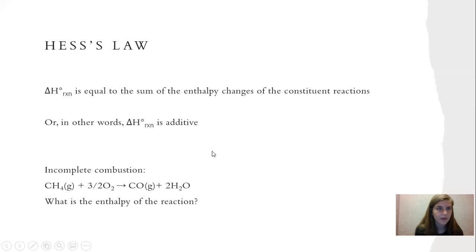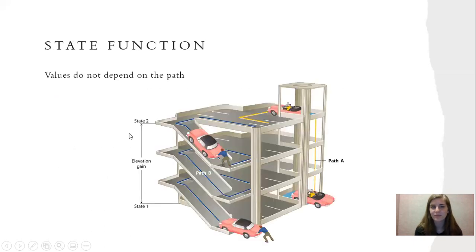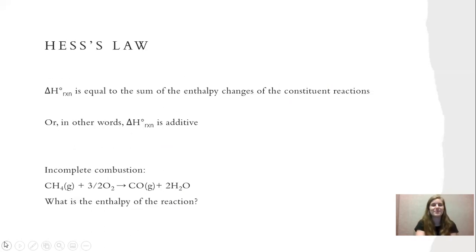Okay, let's apply it. So let's talk about Hess's law. This one's super easy. It's pretty simple. So I'll just read what we have here. We have delta H standard, change of enthalpy of the reaction, is equal to the sum of the enthalpy changes of the constituent reactions. So those are all some big words. I've narrowed it down here. The change in enthalpy of the reaction is additive. So that's also probably still confusing.